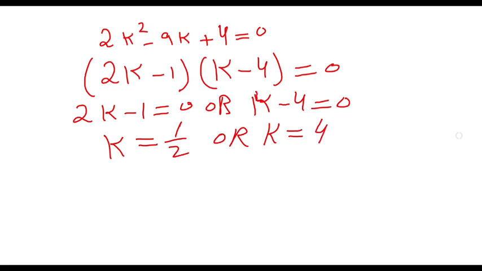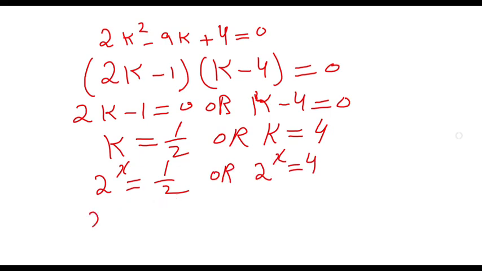Now 2^x. Earlier we said let k = 2^x. So now we're going to put 2^x back in the place of k. So it's going to be 2^x = 1/2, or 2^x = 4. Now we solve for x.